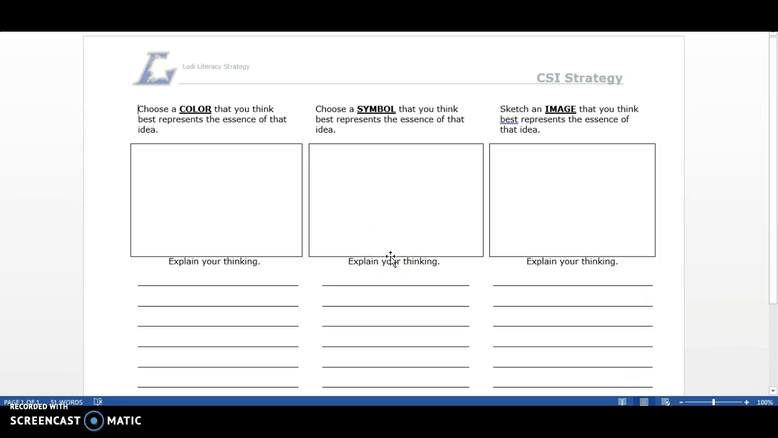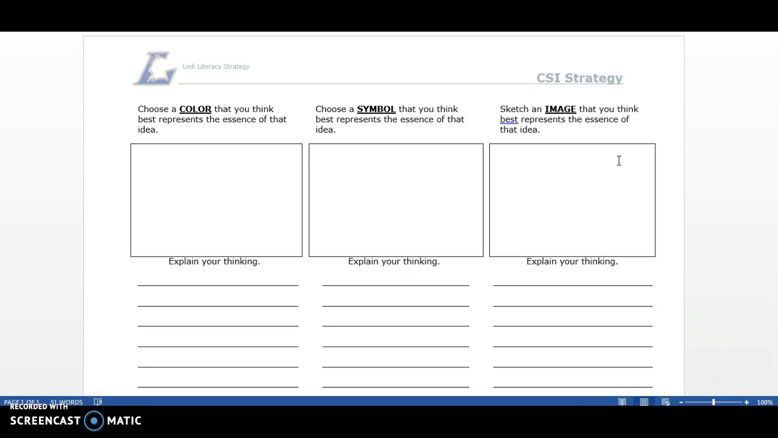The middle one is my favorite, and you could actually adapt this strategy to just use symbols. Students, I feel like, know a lot about icons because they have them on their devices. It would be interesting to see what types of symbols or visual representations students come up with for some of the terms and vocabulary words that we want them to learn. And then the last one is to sketch an image that you think will best represent the topic that you're studying. So this is called CSI. It stands for Color, Symbol, Image.